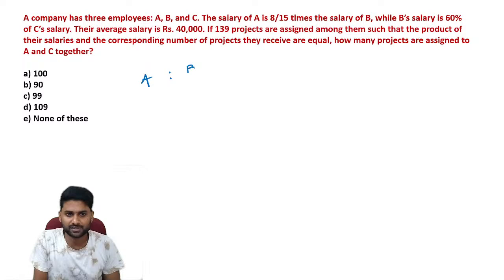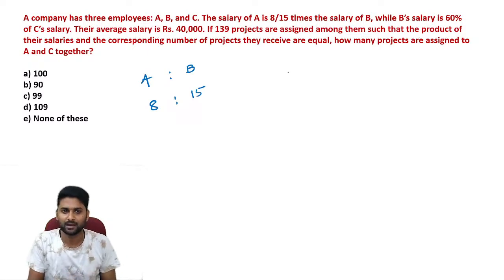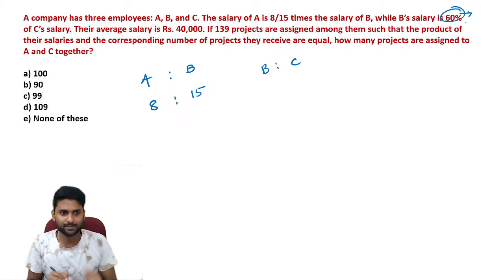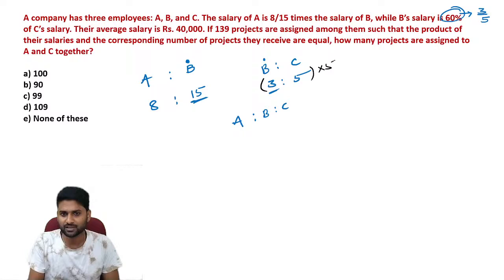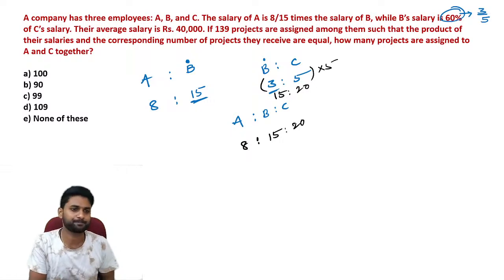There are two persons in the comparison data. The salary of A is 8 by 15, 8 is to 15, and the B salary is compared with the C salary. They mentioned that B's salary is 60% of C's salary. We are changing those values. Now it becomes 15 is to 25. Then observe that comparison, B's value is 15. Then the A, B, C ratio is 8 is to 15 is to 25.